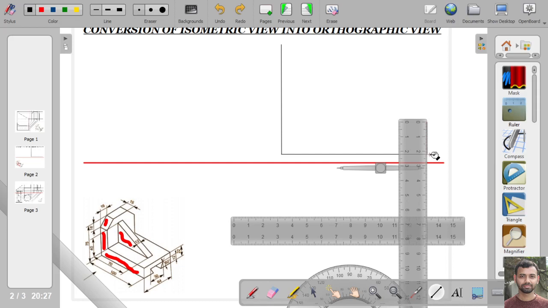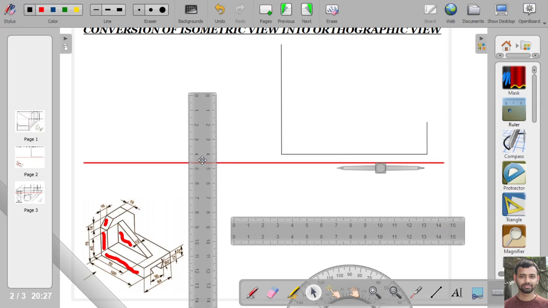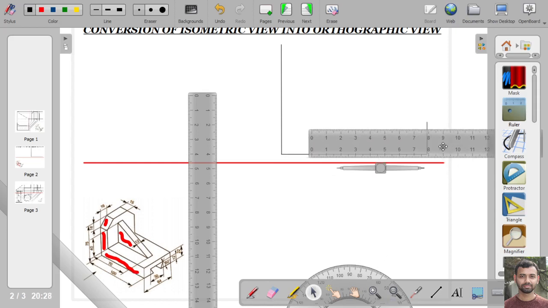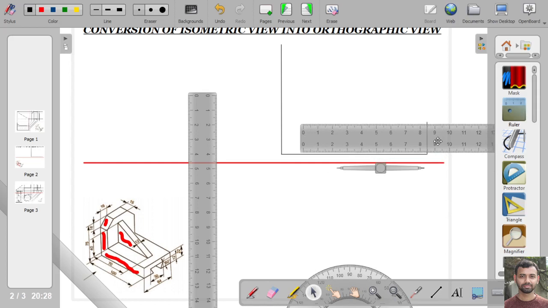22 mm. Okay. Next is this length, and this total length is 100 minus 15. So this total length is 85 mm. So from this point we will draw 85 mm length.